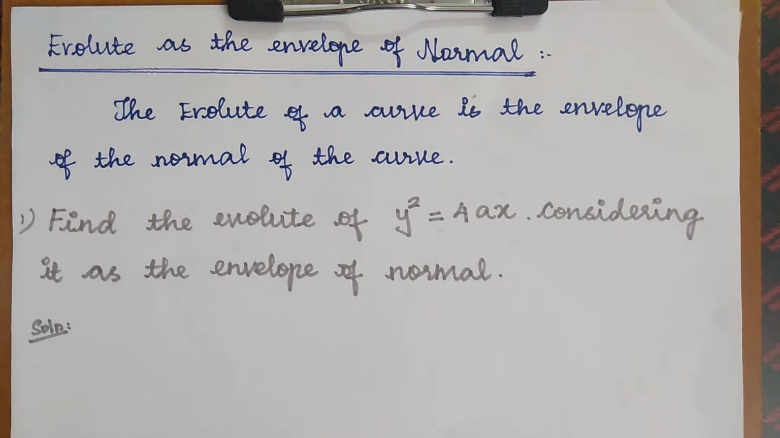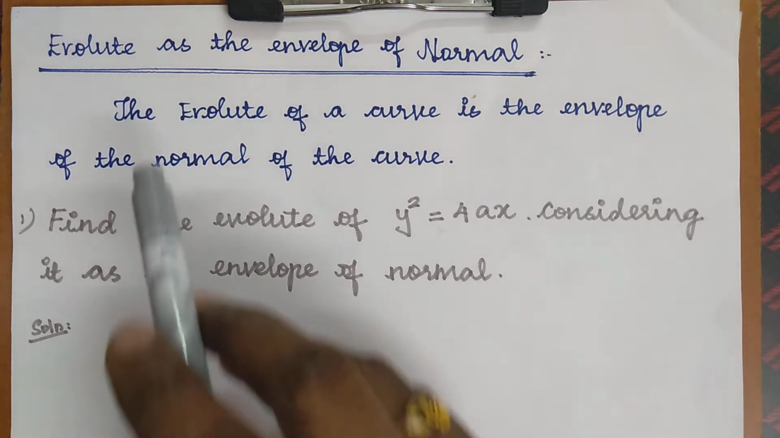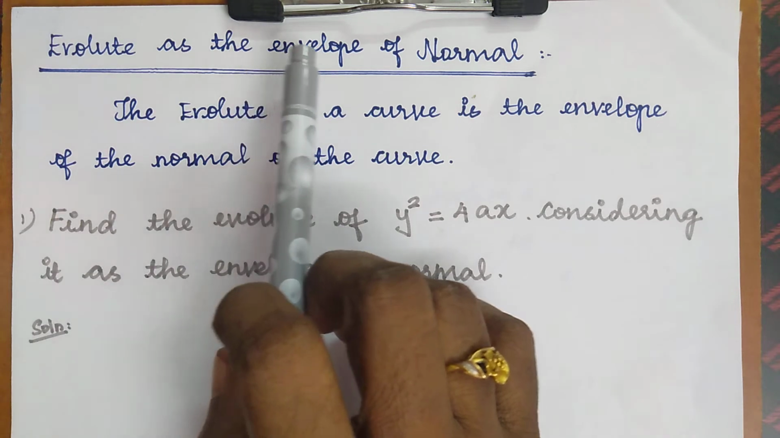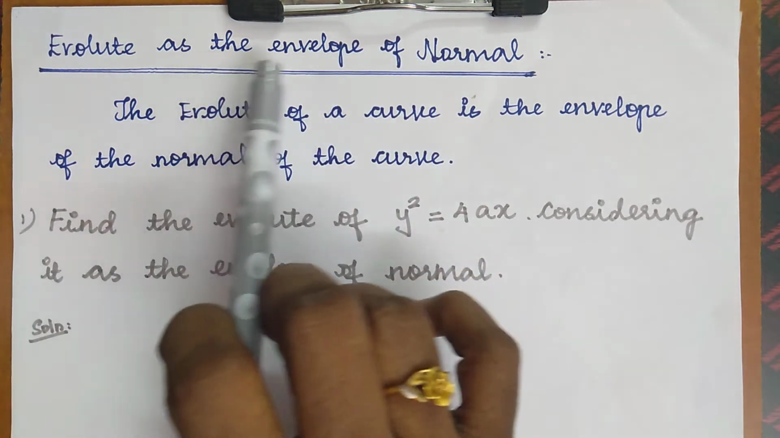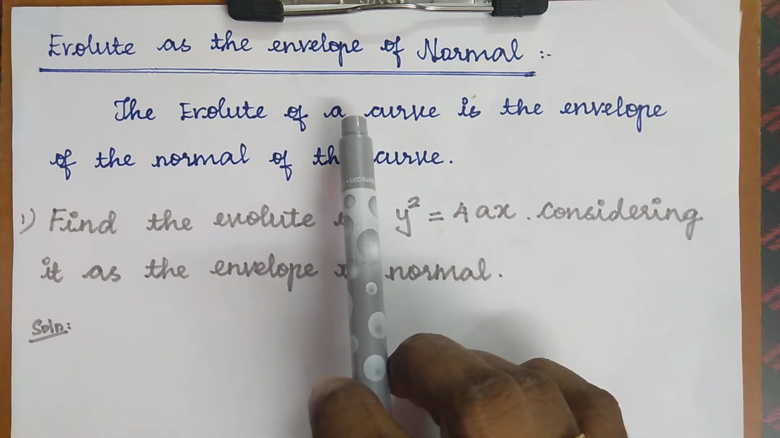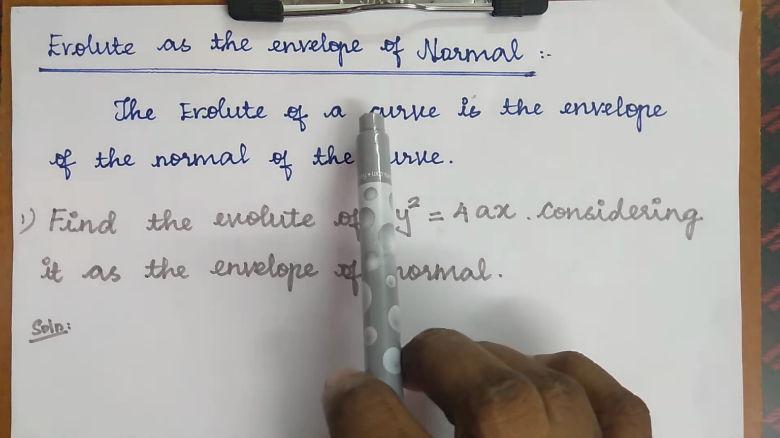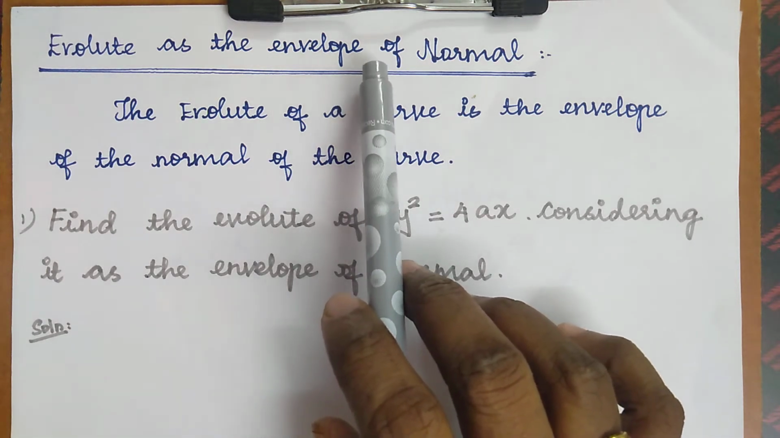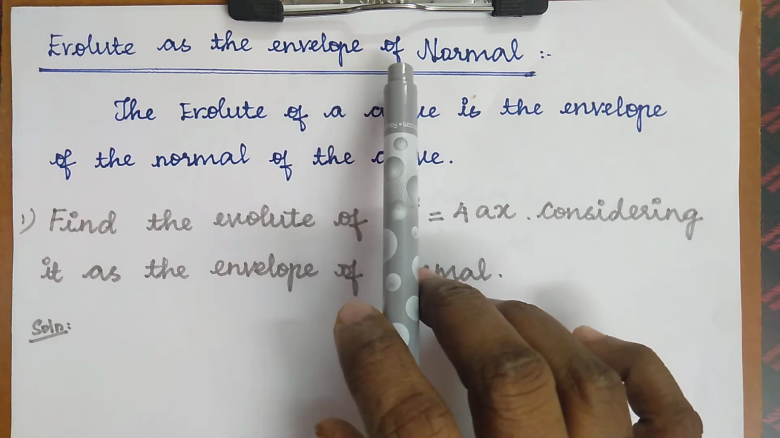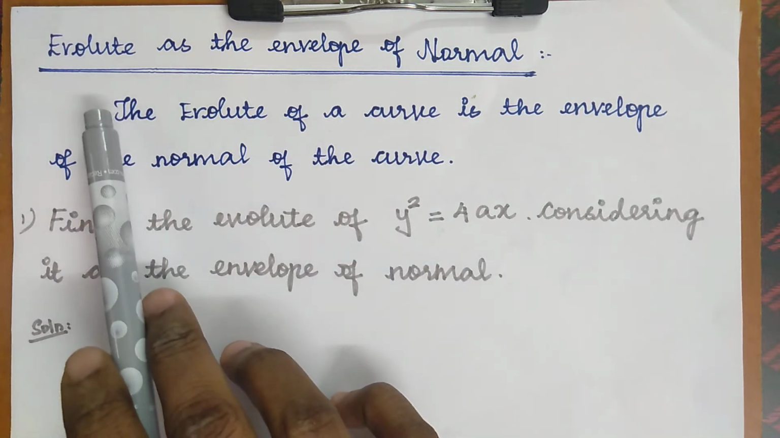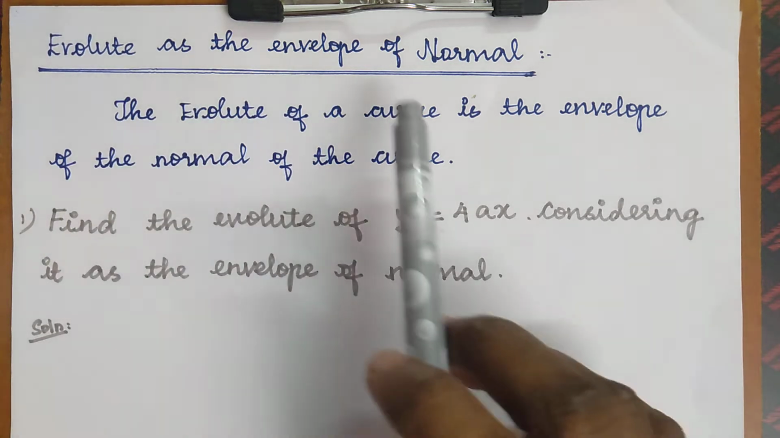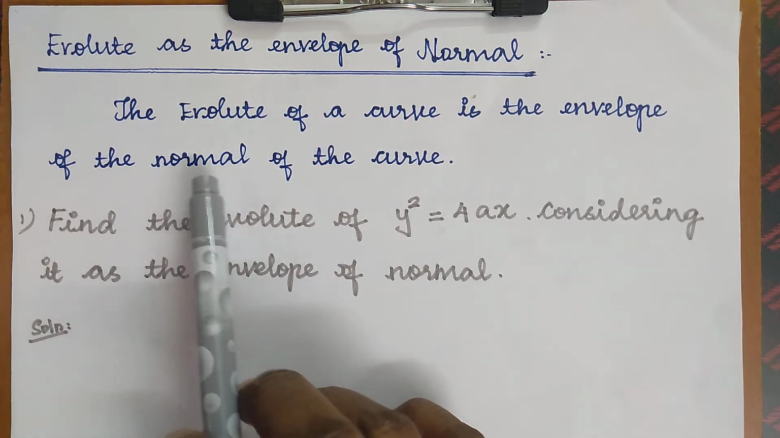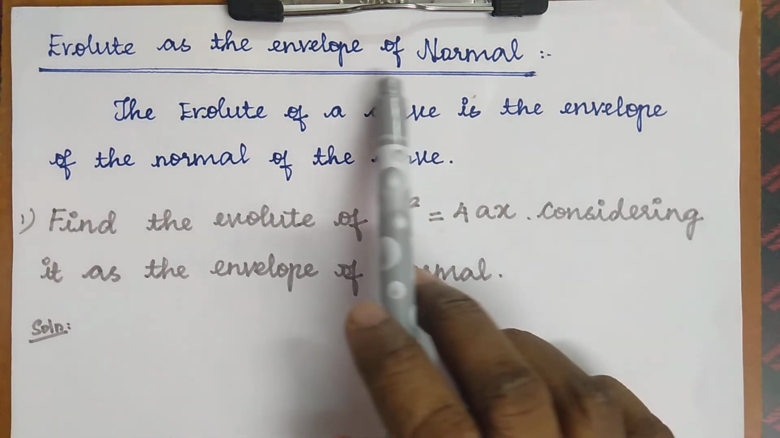Today we are going to see the last topic under differential calculus. The topic is evolute as the envelope of normal. Already we have discussed how to find the evolute for a given curve. Here, for the given curve, from the normal equation we are going to find the evolute of the curve. So the evolute of a curve is the envelope of the normal of the curve. That is the topic.